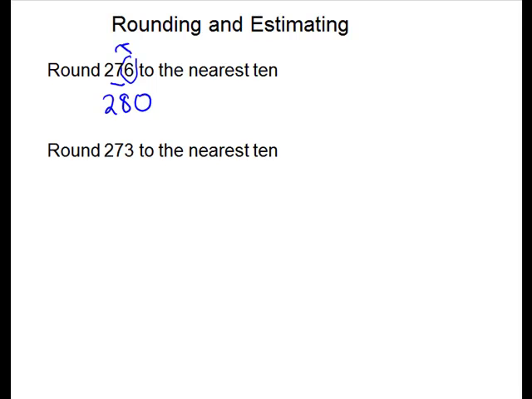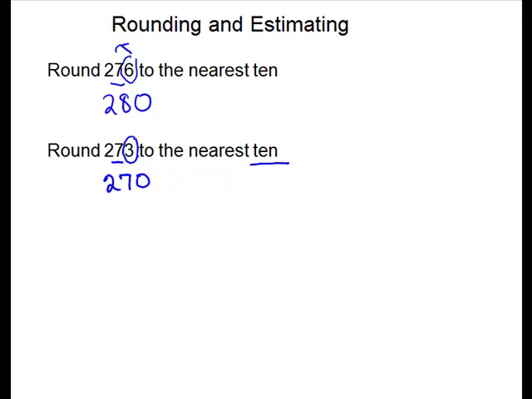Let's look at another one. If we're going to round 273 to the nearest 10, we find the 10 spot. You look one digit to the right. 5 or higher, you would go up. Anything lower, you would drop this off to 0. So a 3 is lower than 5. We're going to drop that one off to 0. It's not going to change the 7. So we're going to have 270.